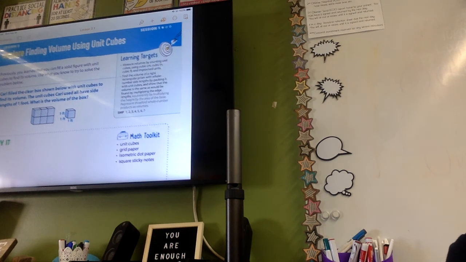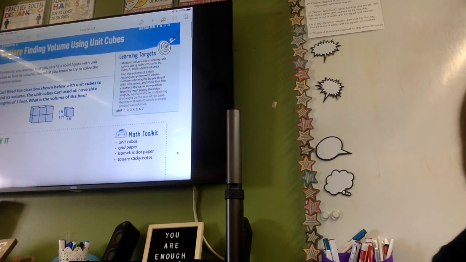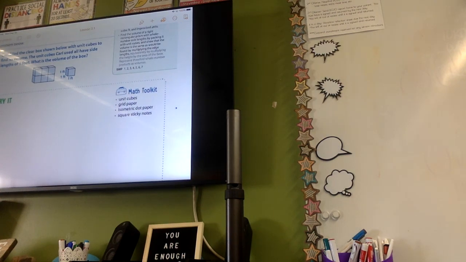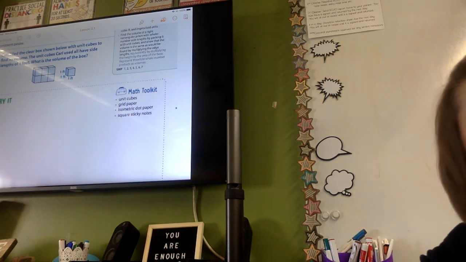So we're going to talk about Carl. Carl filled the clear box shown below with unit cubes to find its volume. The unit cubes Carl used all have side lengths of 1 foot. What is the volume of the box? So, I want you to take a second, solve the problem, write down your answer. We're going to talk about it here in just a second, okay?